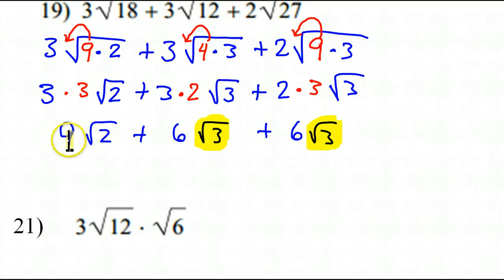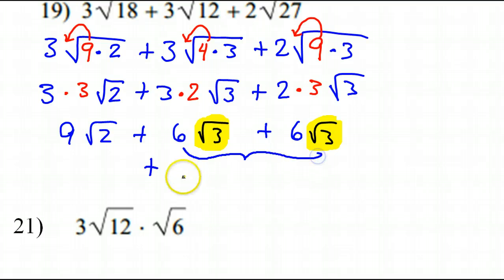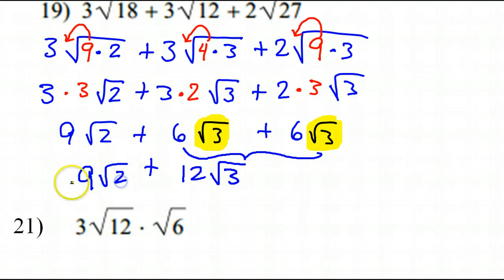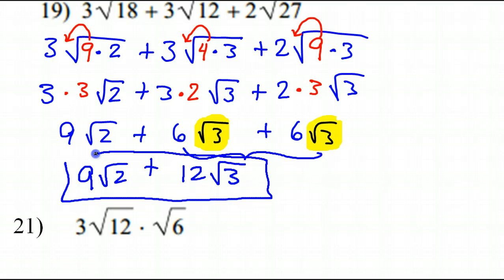I can't add radical 3's and radical 2's. It's like apples and oranges. 6 of these and 6 more of the same thing will make 12 of these. So if I put these together, I'm going to get 12 radical 3's. The 9 radical 2's, I just bring that down. So that is as far as we can go.